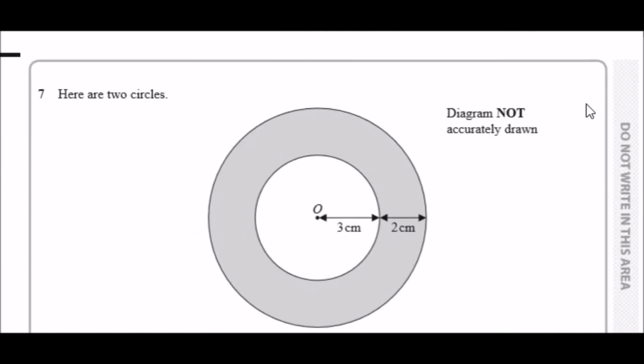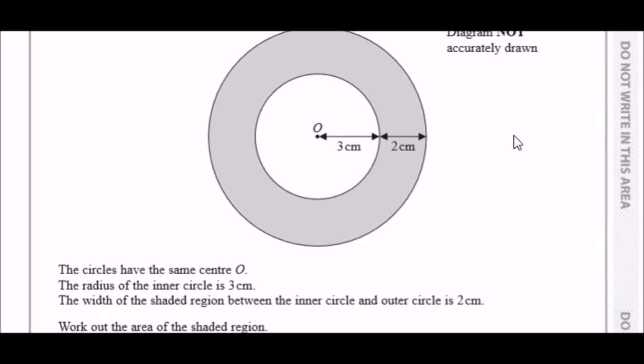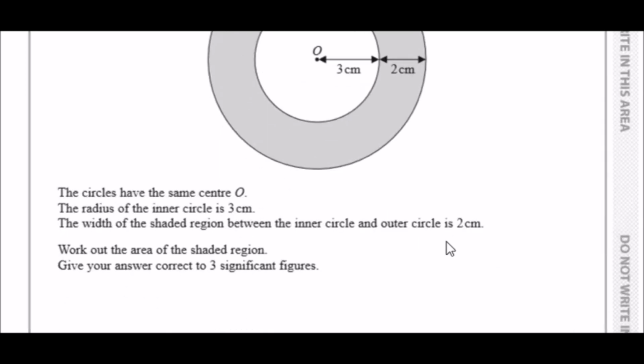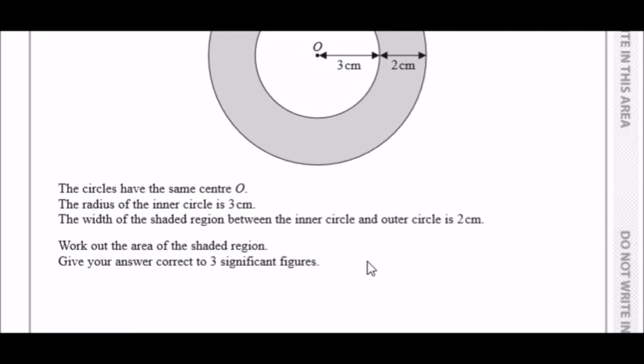Let's go. Number 7, here are two circles. So it seems we've got a nice donut shaped one. One has a radius of 3 and one has a radius of 2. So the biggest radius is obviously 5 if you're going through the whole thing. Okay, same information as I just said. Work out the area of the shaded region.